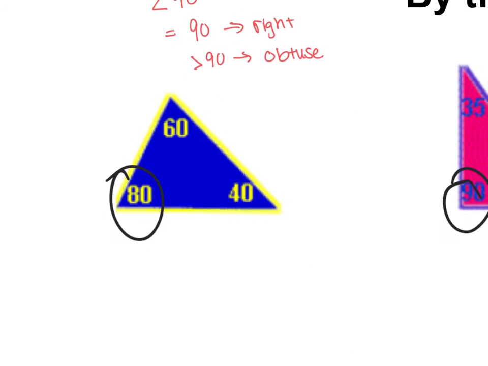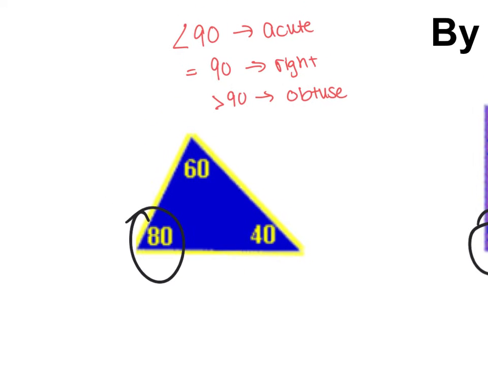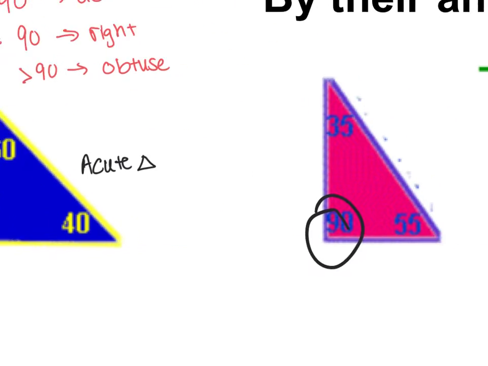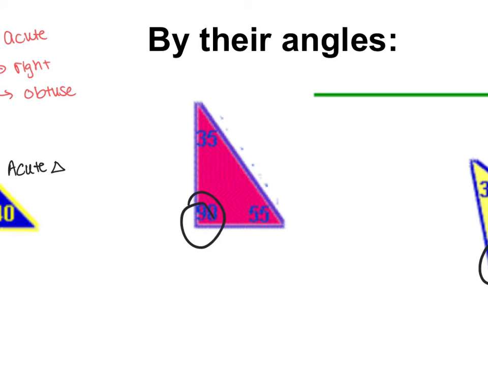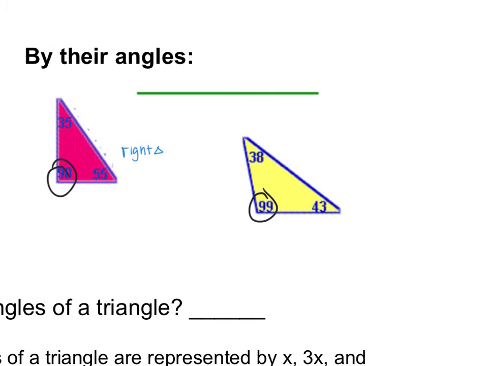If we look at this image right here, our largest angle is 80. So we have to ask ourselves, is 80 smaller than 90, equal to 90, or larger than 90? Well, we know 80 is less than 90. So this is an acute triangle. Now let's go to our second triangle. Our largest angle is 90, so it's equal to 90, so this is a right triangle. And then last but not least, we have a 99 that's larger than 90, so this is an obtuse triangle.